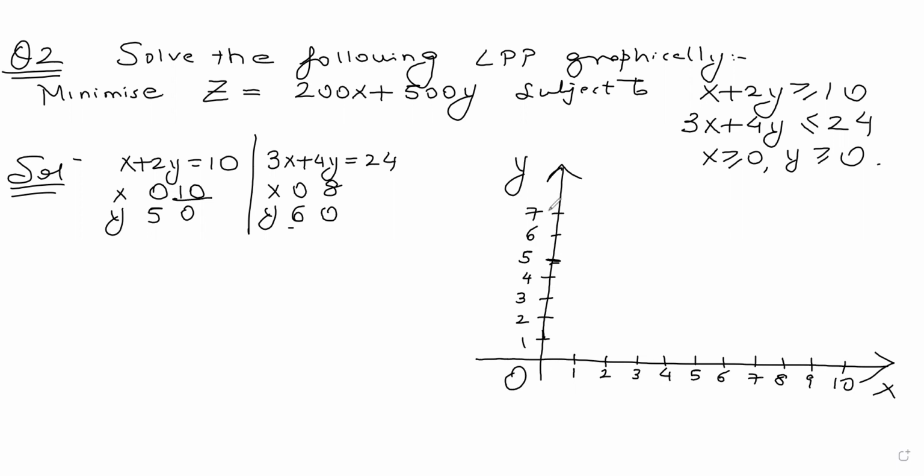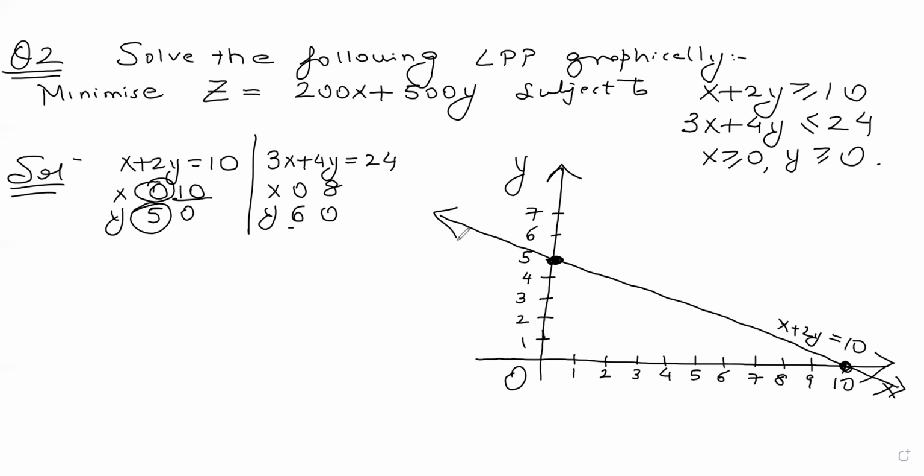Now we can quickly plot when x is 0, y is 5. And when x is 10, y is 0. So this is my first inequality. This is my first equation. Equation of this line is x plus 2y equal to 10.